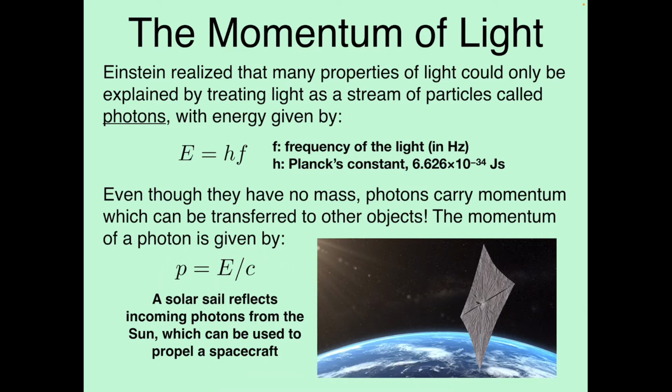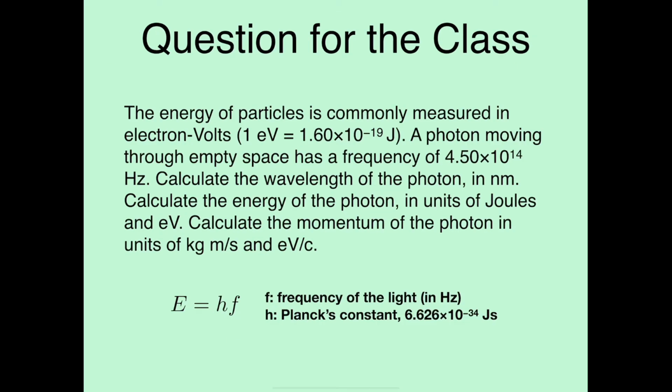Now, one way we can take advantage of the fact that light carries momentum is in what's called a solar sail. If you have a spacecraft with a very large reflective surface pointing towards the sun, it's going to have a whole bunch of photons hitting that surface and reflecting off of it. All of those photons carry momentum. So every time a photon bounces off the solar sail, it transfers some momentum to it. And we can actually use that to power the spacecraft, to make it accelerate and move faster. Okay, that's the idea behind a solar sail.